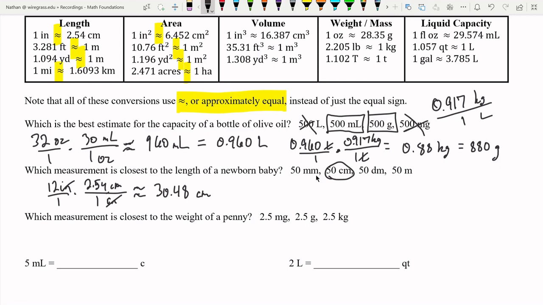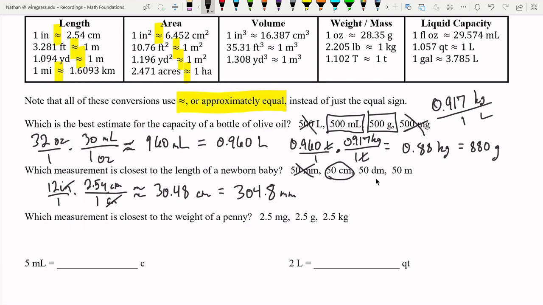Now 50 millimeters, if I go smaller, right? I'm gonna go 1 unit smaller to millimeters. That means this is going to be equal to 304.8 millimeters. So 50 millimeters is way too small, right? A baby is approximately 300 millimeters. 50 millimeters is way too small.